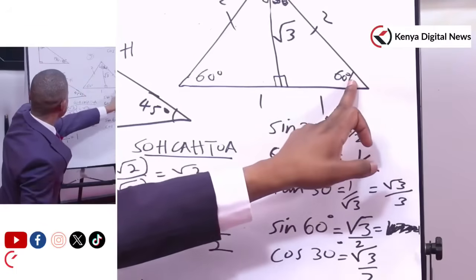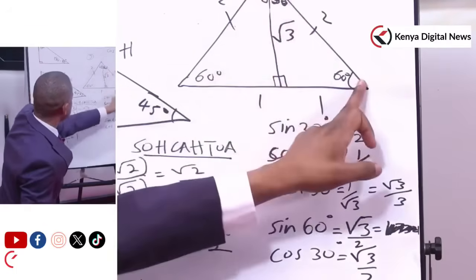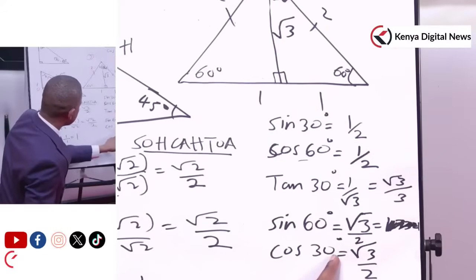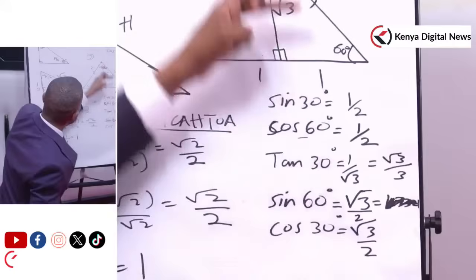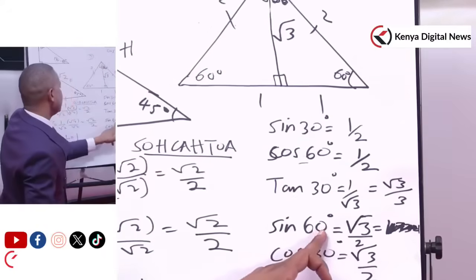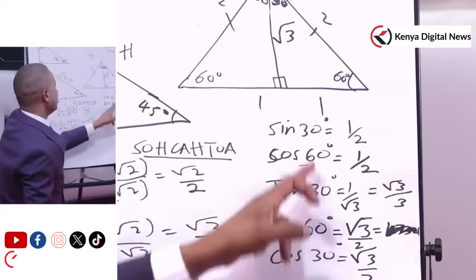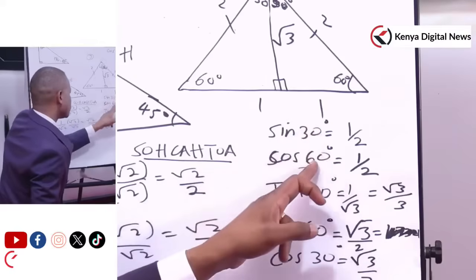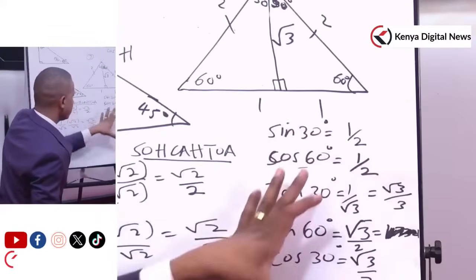Sine 60 equals opposite over hypotenuse. Then cos 30 equals adjacent over hypotenuse. So cos 30 is equal to sine 60. So there's a similarity in this.